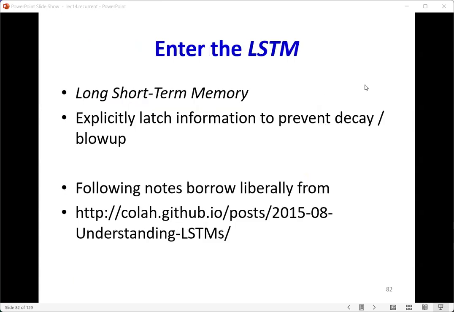So this gives us the so-called long short-term memory model. This explicitly latches information to prevent decay or blow up. And in the slides that follow, I've borrowed heavily from this Colab GitHub for the pictures.